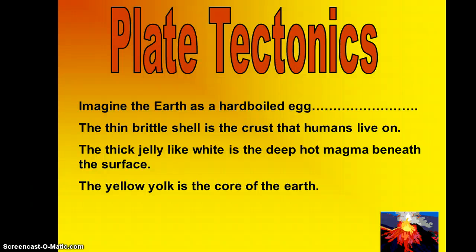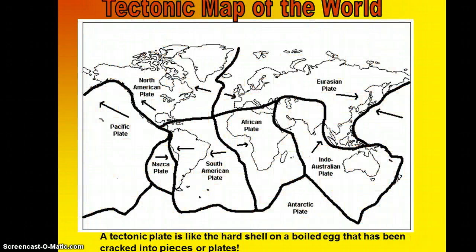Plate tectonics revision. Imagine the Earth as a hard-boiled egg. The thin, brittle shell is the crust that we live on. The thick, jelly-like white is deep, hot magma beneath the surface, and the yellow yolk represents the core of the Earth.